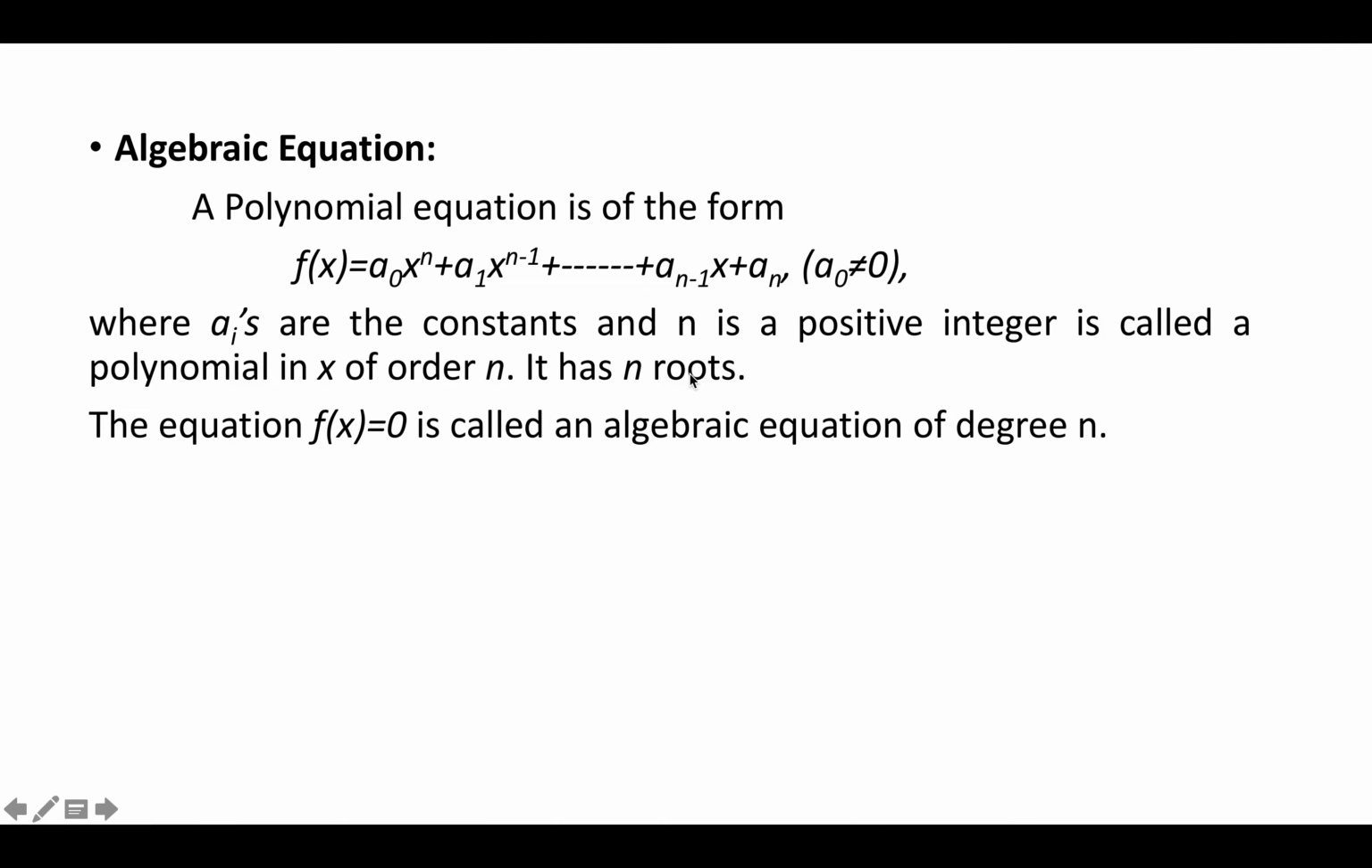For example, a quadratic equation is of second order, and it has two roots, maybe different or same, real or imaginary. So if we put the above equation equal to 0, f(x) = 0, this is called an algebraic equation of degree n.